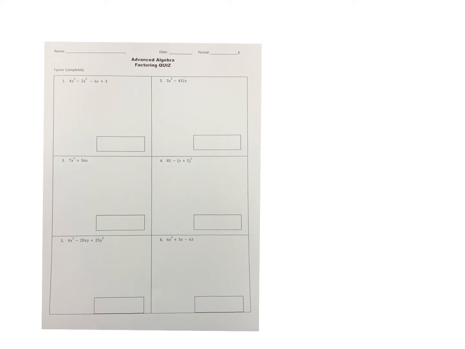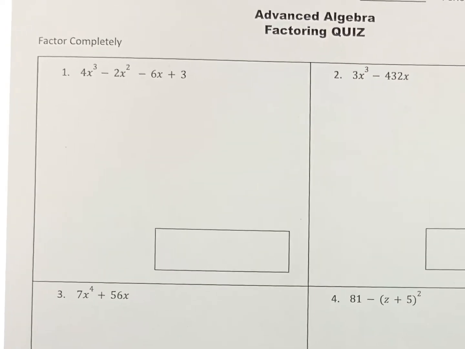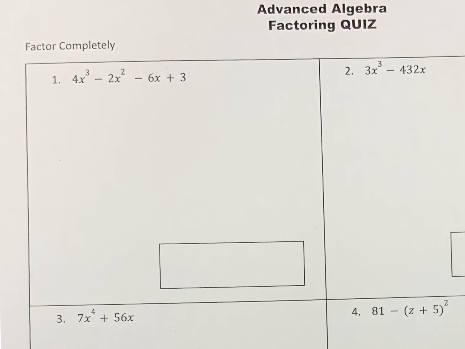Okay, in this little tutorial video, I'm going to be answering the questions from the quiz, just for the sake of review. So let's start with number 1. All right, so here we have 4x cubed minus 2x squared minus 6x plus 3. We are going to factor this one by grouping.